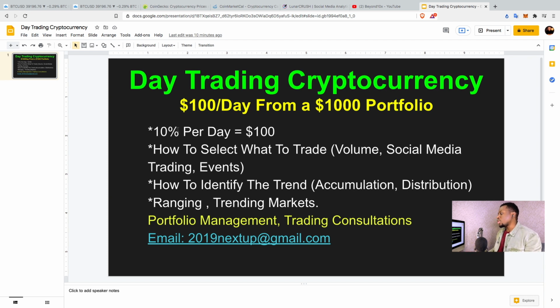So basically we're going to look at the mathematics behind the strategy of making $100 per day from a $1,000 account or portfolio. So you can basically use this on any type of portfolio size that you have. If you've got 100,000, you can actually get to make about 10% of that.